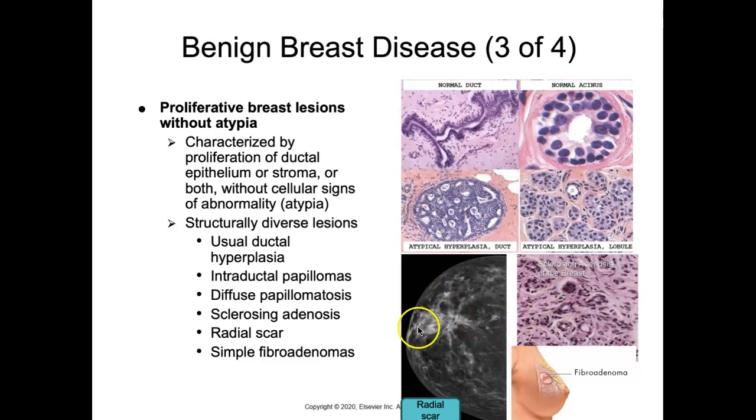Here we see pictured an example of radial scars, and this is going to be when we have that irregular radial proliferation taking place of a duct-like small tubule that is encased in dense central fibrosis. And lastly is a simple fibroadenoma that is a solid tumor of glandular and fibrous lesions.